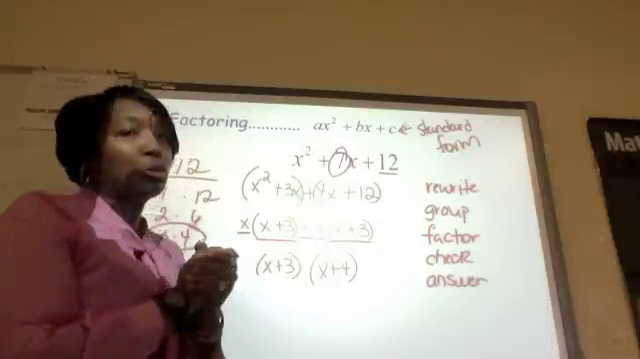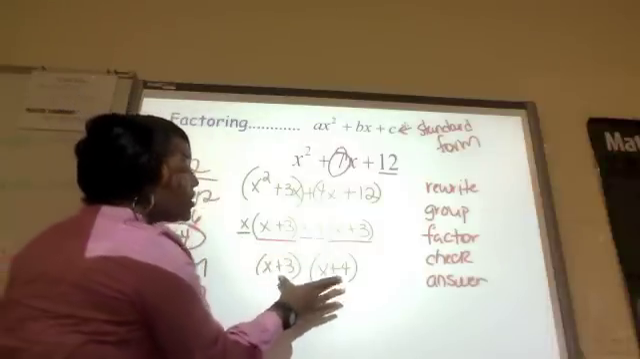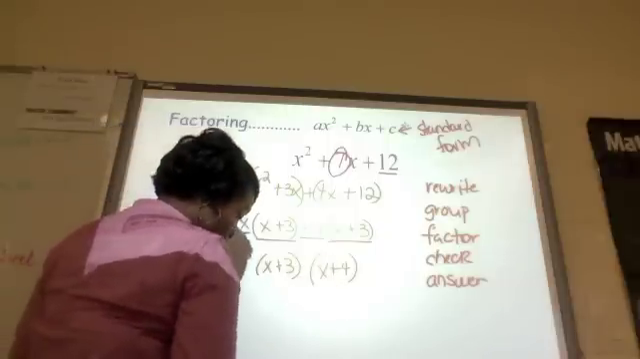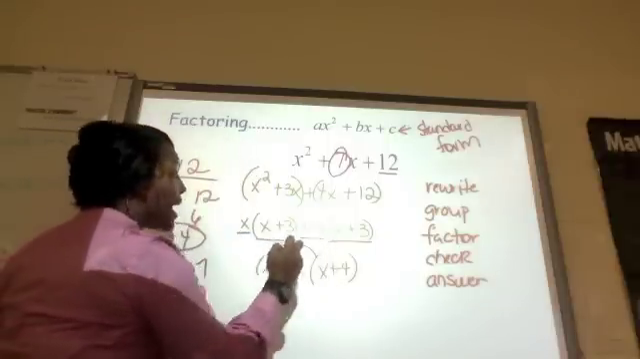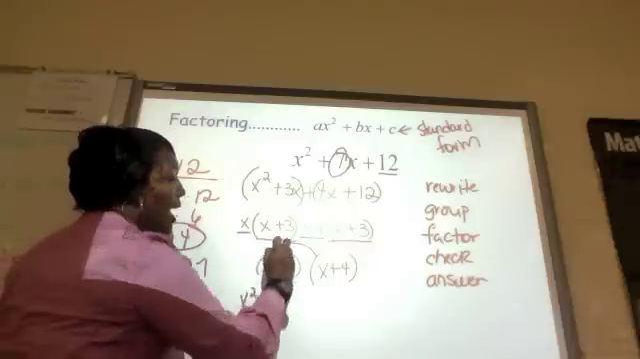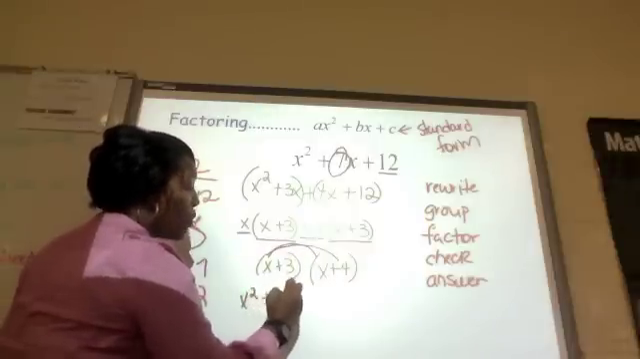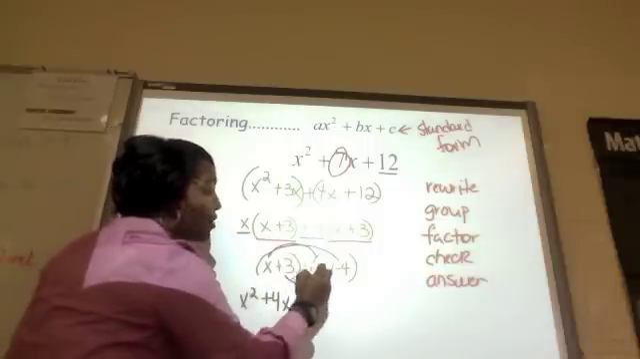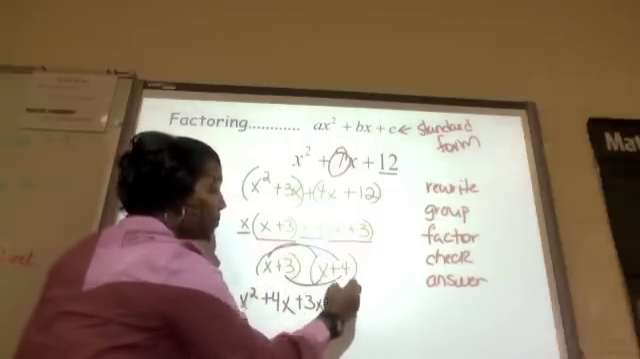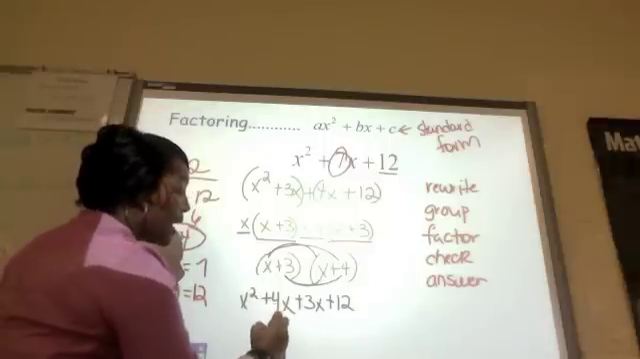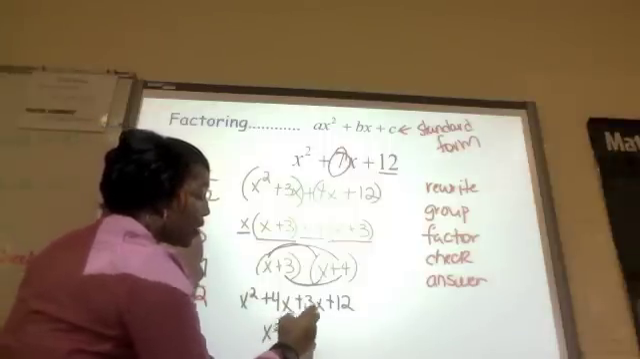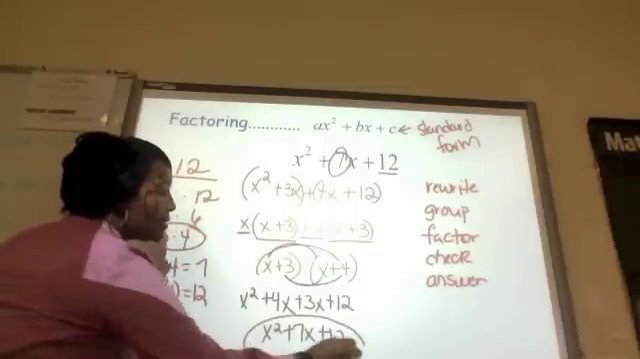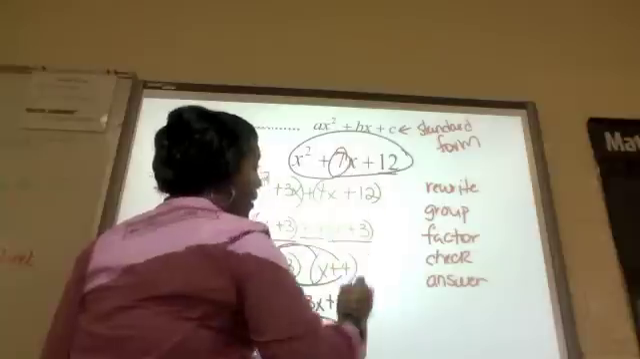There is another way to check the answer to see if you have gotten it right. This should look familiar to you. This is where we started some time ago. Now, if I take these two and use the FOIL method, this is going to be x times x, x squared. x times 4, 4x. 3 times x, 3x, and 3 times 4 is 12. When I combine like terms, my answer will be x squared plus 7x plus 12, which is exactly what I started out with.